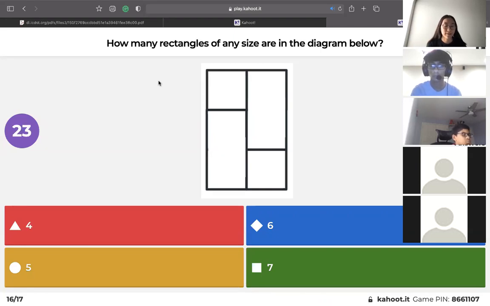Remember, squares are rectangles. It's asking for the number of rectangles, so obviously it's not asking for squares. So remember that you want to subtract your squares.